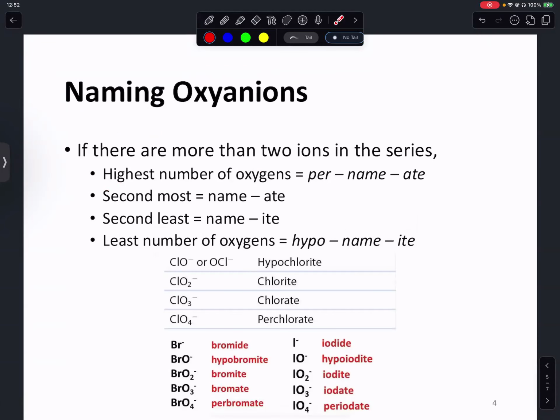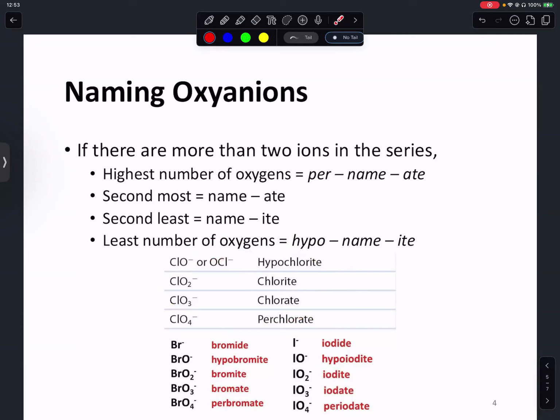Sometimes these series of oxyanions can contain up to 4 or 5 polyatomic ions in the series. And these have an additional set of rules. I'm going to illustrate with this example in the table below.